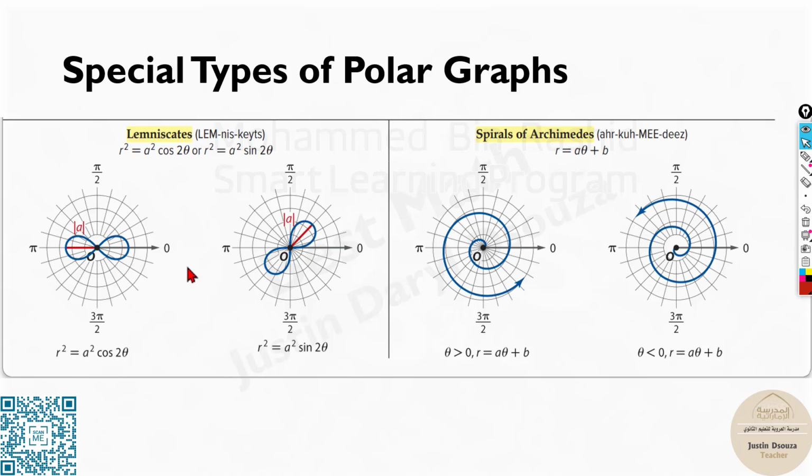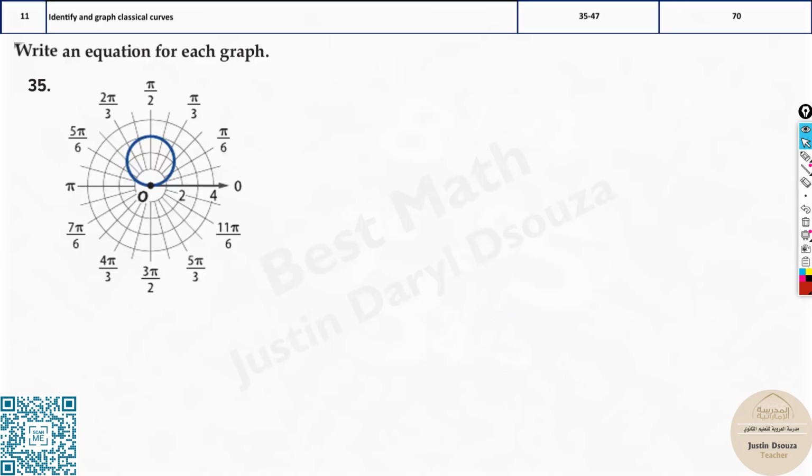Then we have lemniscates. Over here, you can see this is a lemniscate wherever it's on the axis. See, on this horizontal axis, it's cosine, whereas if it's not on the axis, then it is sine. And this is the last one, the spiral of Archimedes. Over here, you can see it's a spiraling one. Now let's look into the problems.